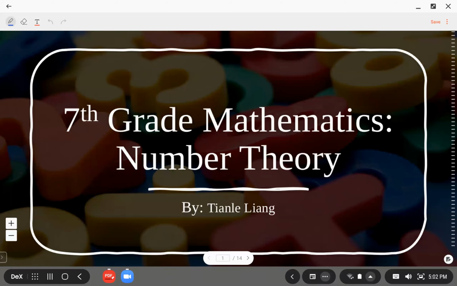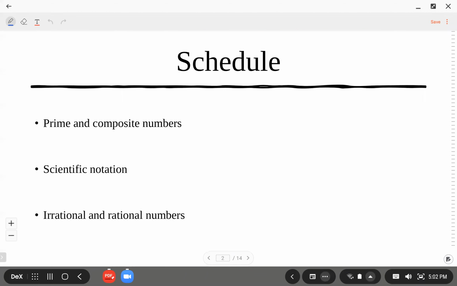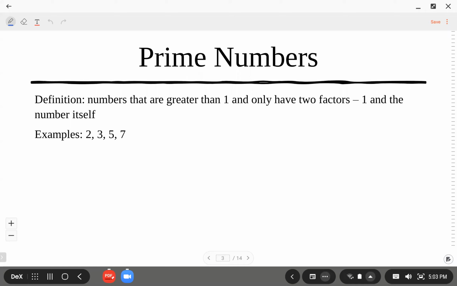This is very basic number theory, and this is our schedule. First, we'll be covering prime and composite numbers, and then we'll go over scientific notation. And lastly, we'll go over rational and irrational numbers. So that is our schedule for today. And first, I'm going to be going over prime numbers, okay?